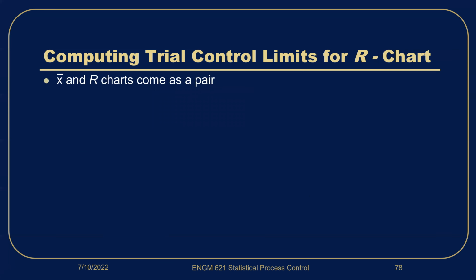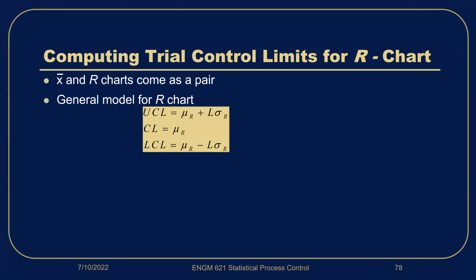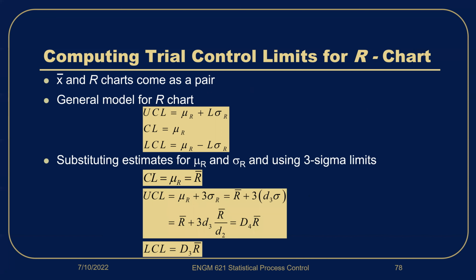X-bar chart and R chart should always be used in pairs to monitor the mean and variability of a process. The general model for R chart is the same as the Shewhart control chart. That is, the center line is the mean of R, and control limits are the mean of R plus and minus a distance L multiplied by the sigma of R. If we use 3 sigma limits, then lowercase d3 and lowercase d4 in Appendix 6 are the factors that help us identify the control limits. Just remember these equations.